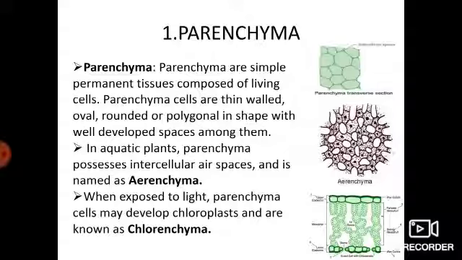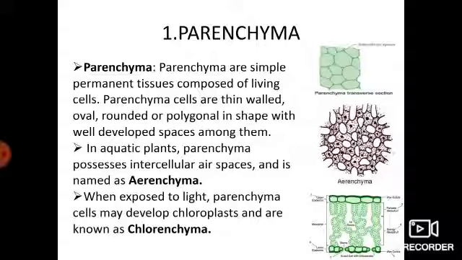Parenchyma are simple permanent tissues composed of living cells. Parenchyma cells are thin-walled, oval, rounded or polygonal in shape with well-developed spaces among them. See the picture. The parenchyma cells are made up of very thin-walled cells with intercellular spaces. Polygonal means they have many sides.